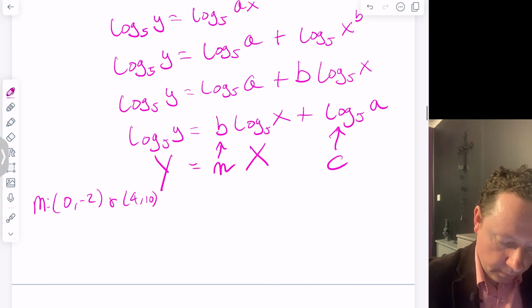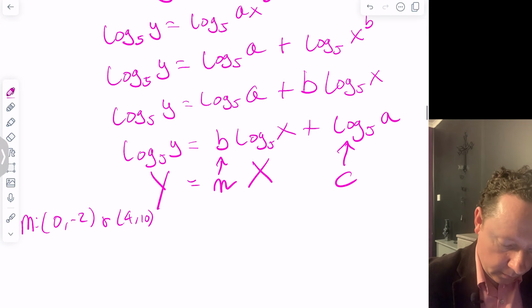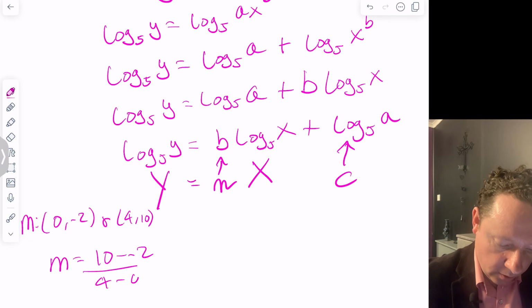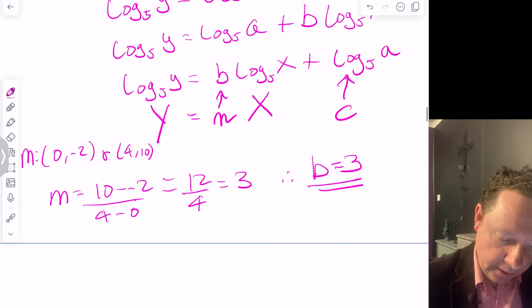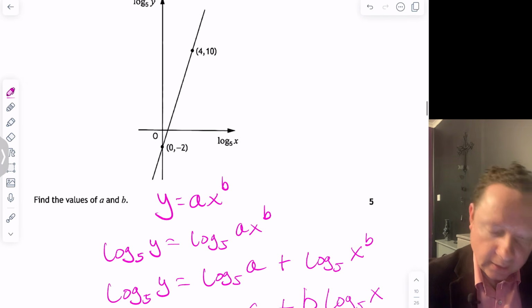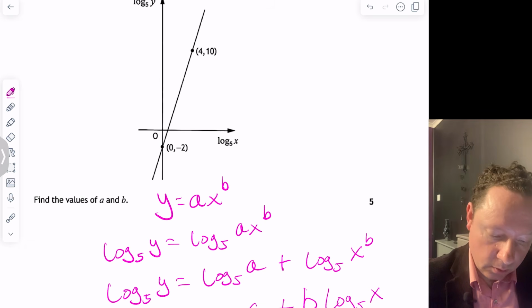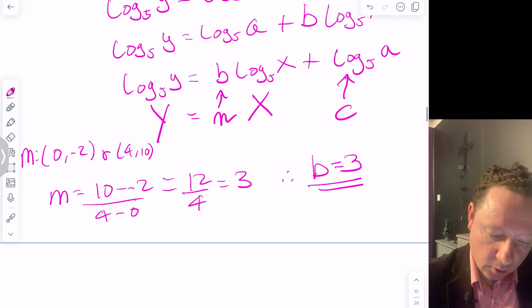So my gradient equals 10 minus -2 over 4 minus 0, that's 12 over 4, that's 3. So that means, to answer the question, b equals 3. Now it says find a. Well, I already know where it cuts the y-axis, (0, -2). So that's it, c is -2.